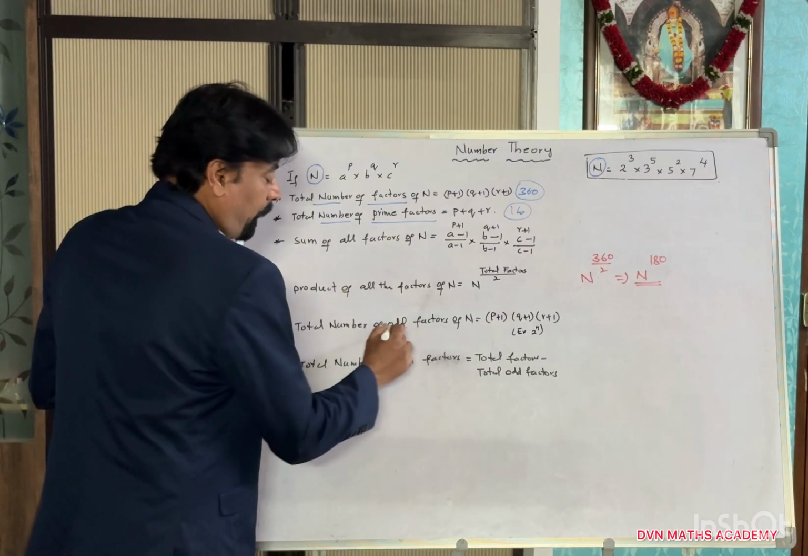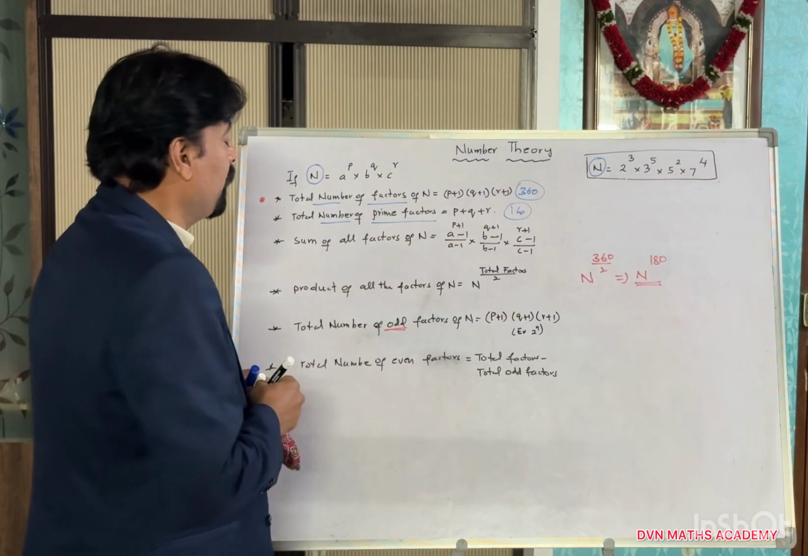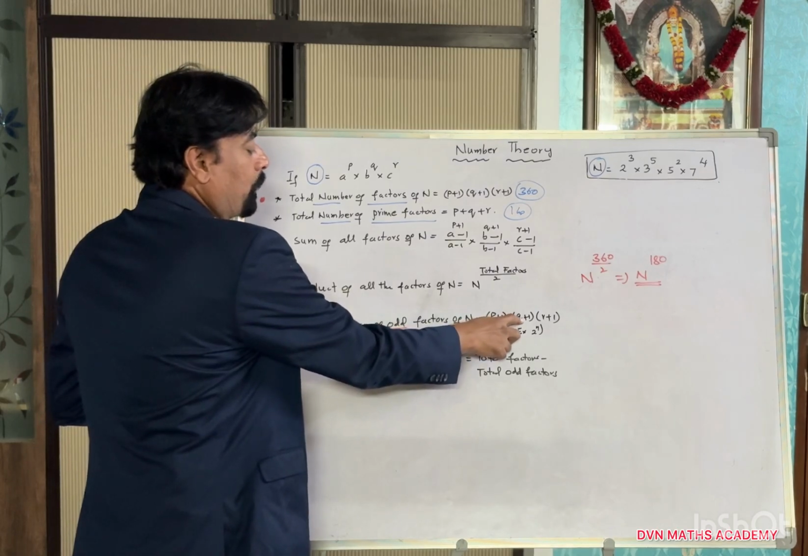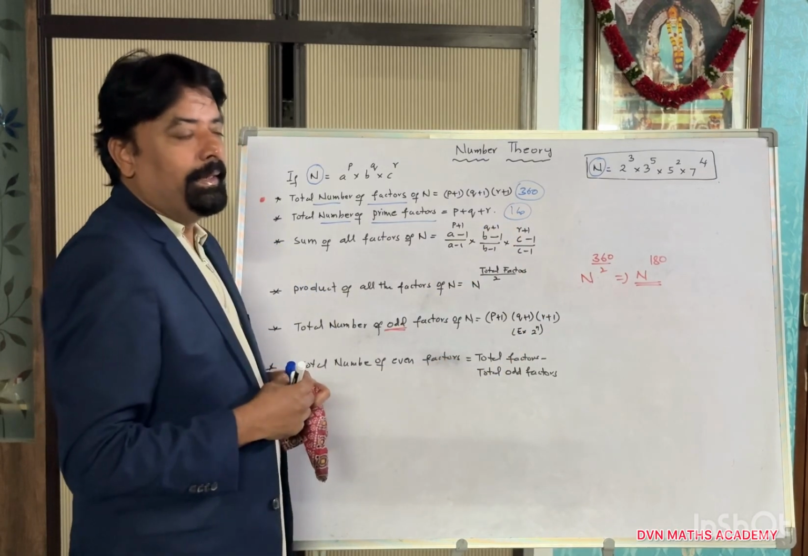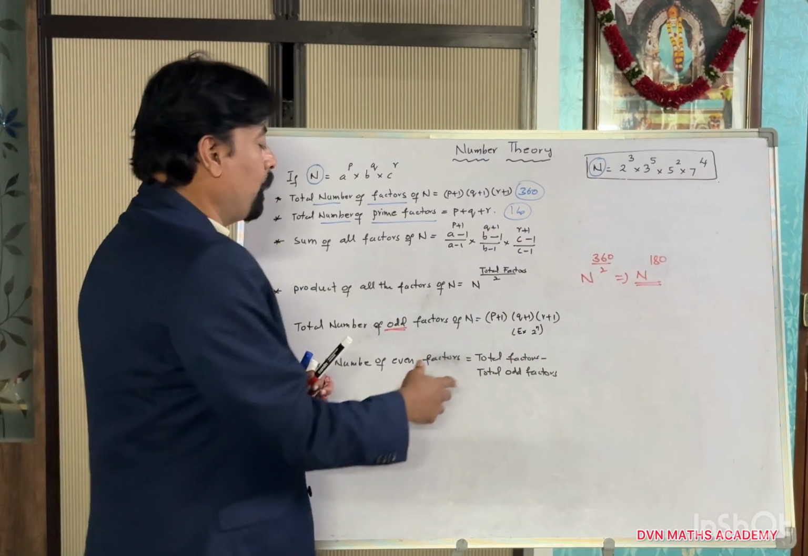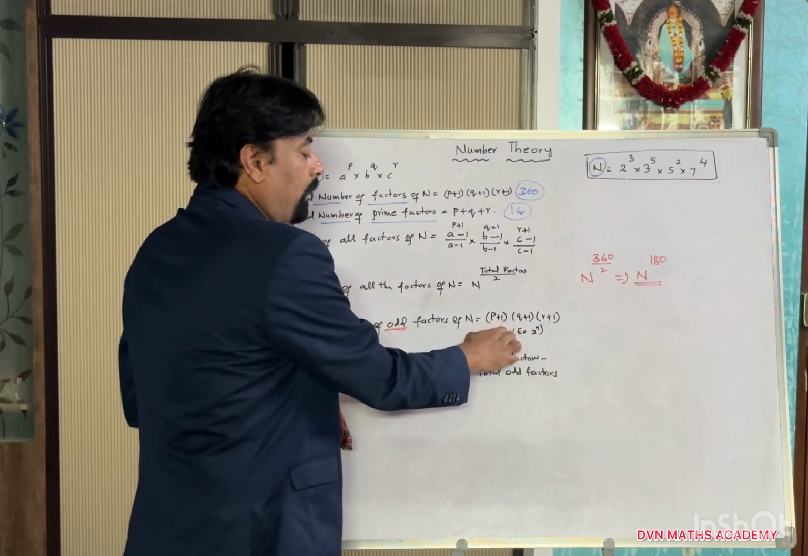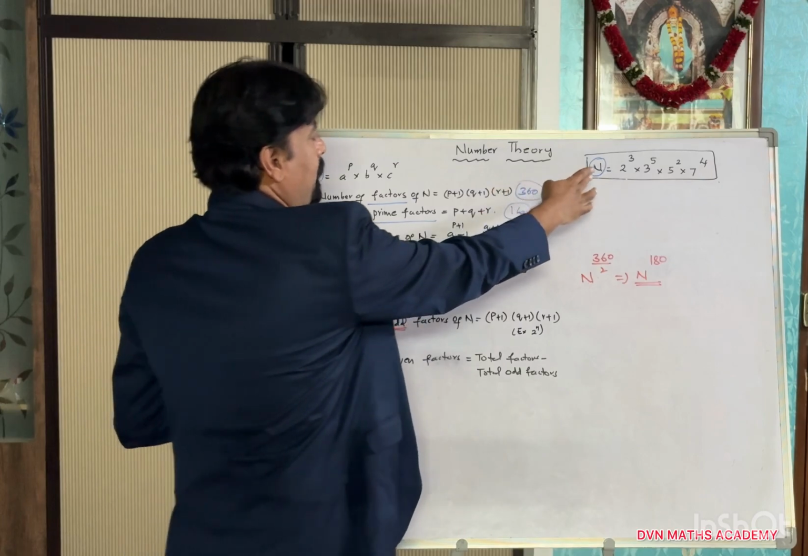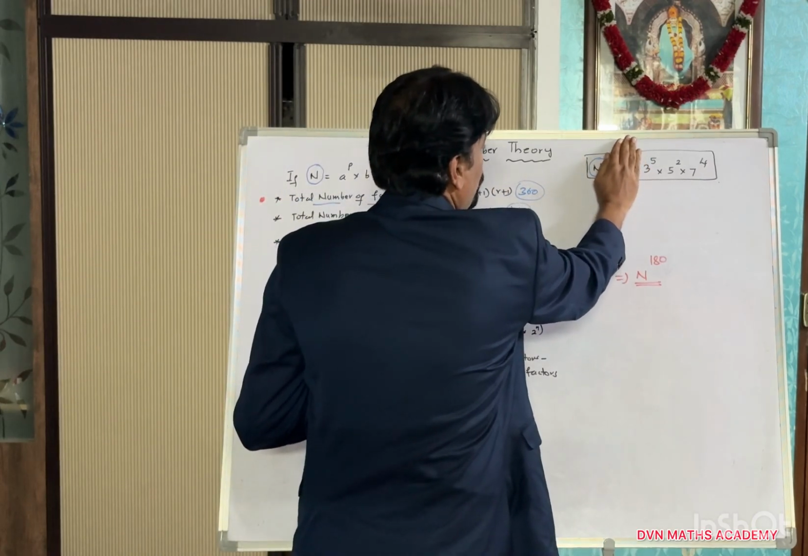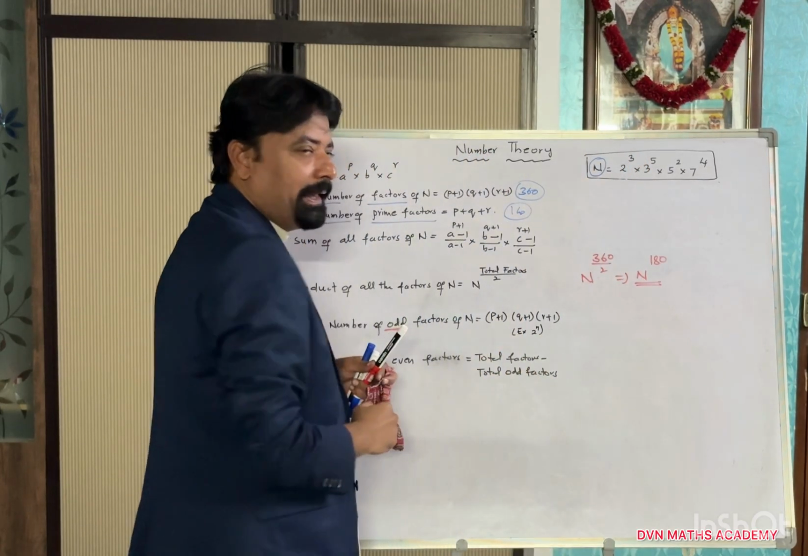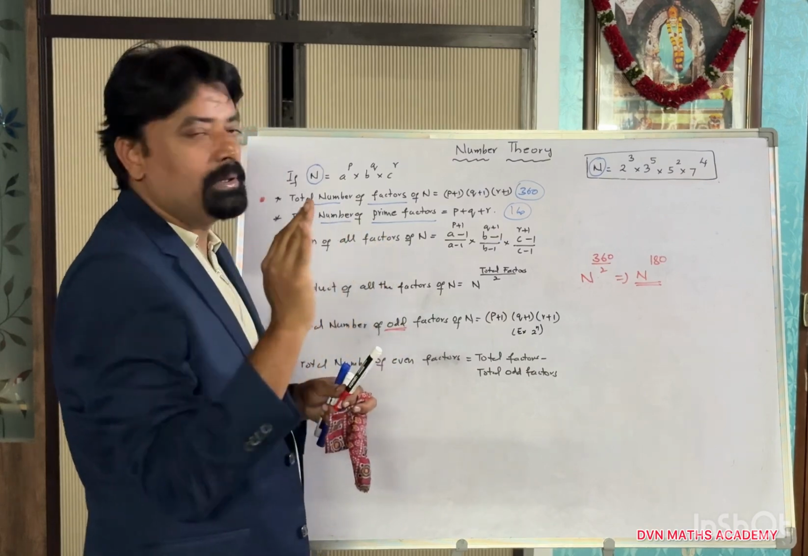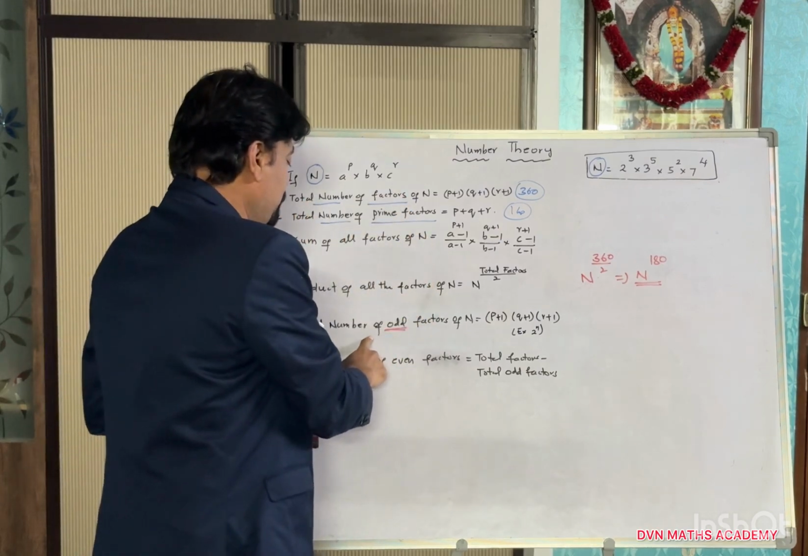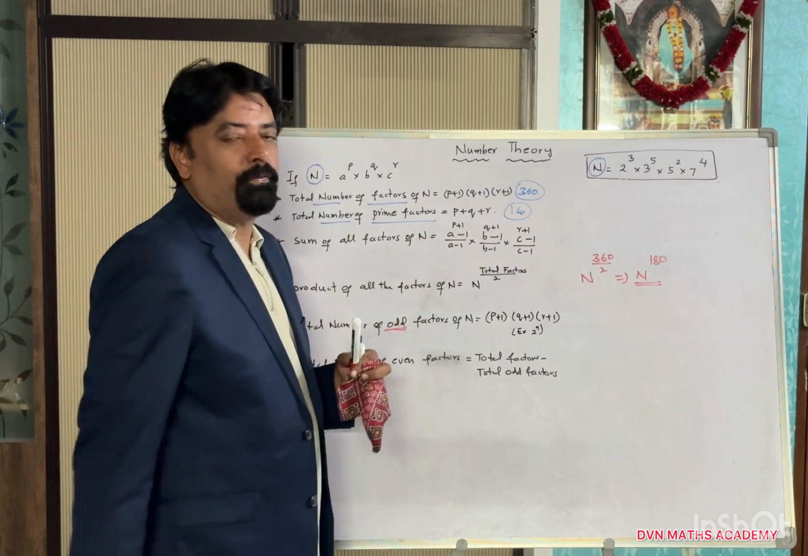This is very important. Odd factors is asking. The formula is (p+1)(q+1)(r+1). Here, while using this formula, you want to exclude 2 to the power of something. In my prime factorization, if 2 to the power of something is there, you should not count this one because 2 is an even number. You should not count those even numbers in the total number of odd factors.